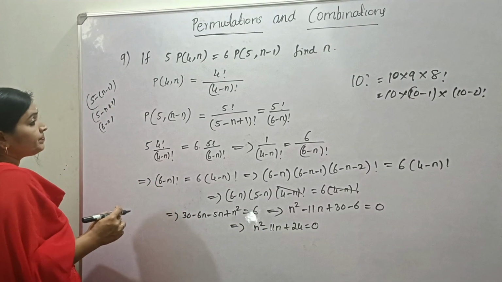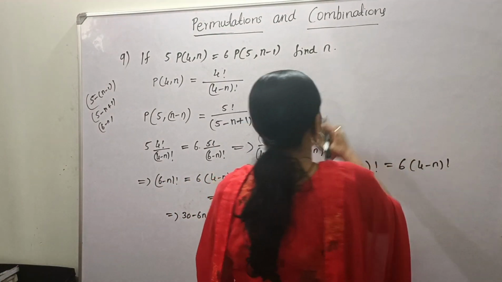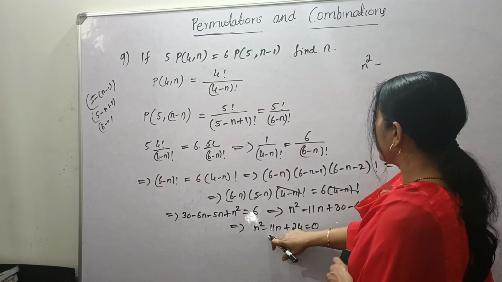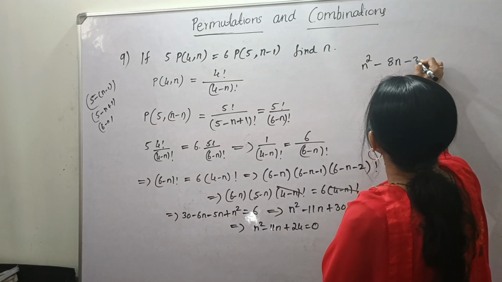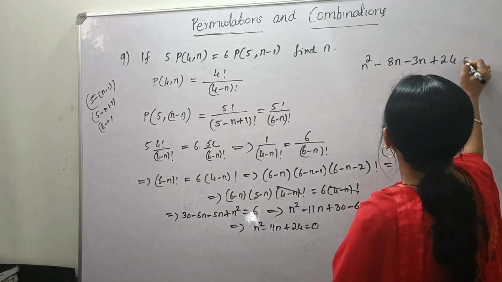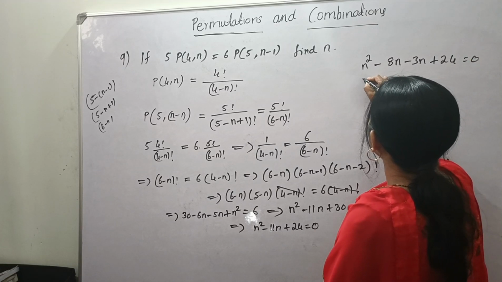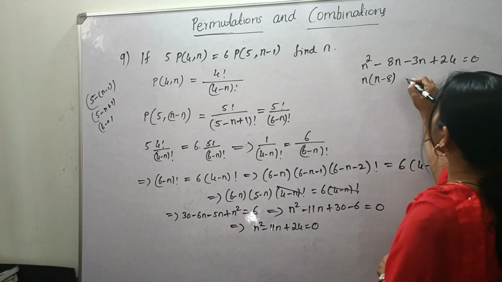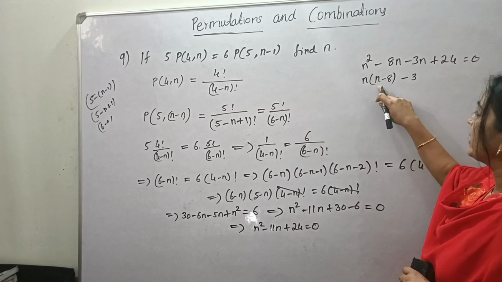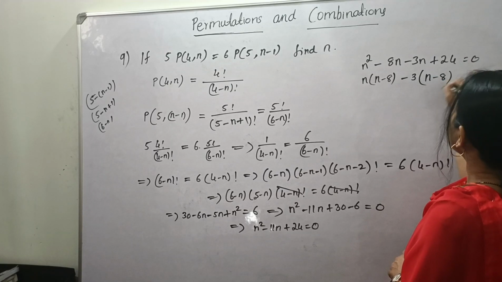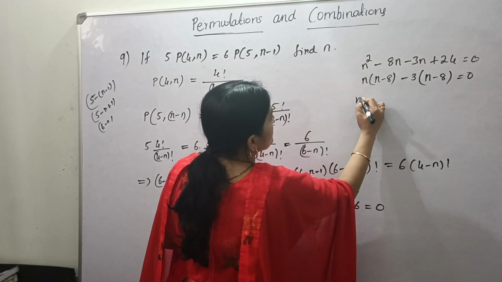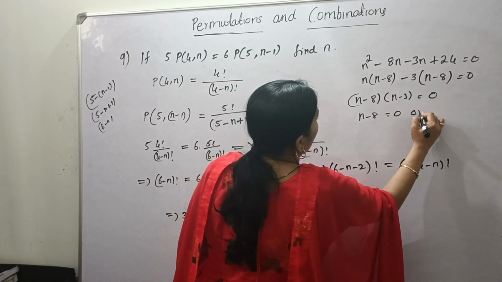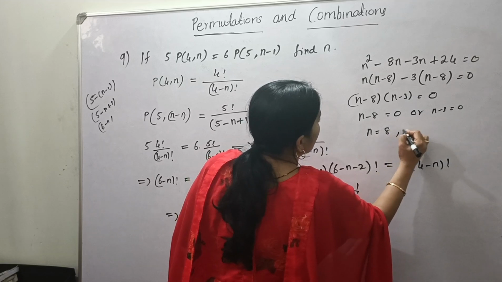Okay, see we can write it as n square minus 8n minus 3n plus 24, that is equal to 0. So that here we can take n outside, n into n minus 8, okay, and here also take minus 3 outside, so that we will get 3 into n minus 8, right, and take n minus 8 outside, n minus 8 into n minus 3 is equal to 0. Therefore, n minus 8 is equal to 0 or n minus 3 is equal to 0. So, n is equal to 8 and 3.